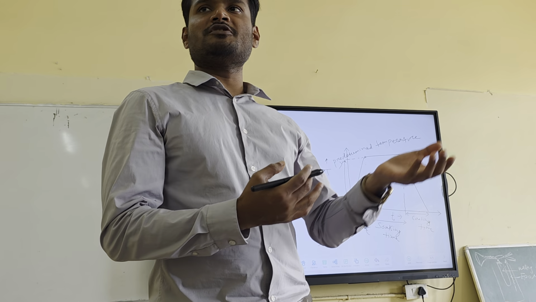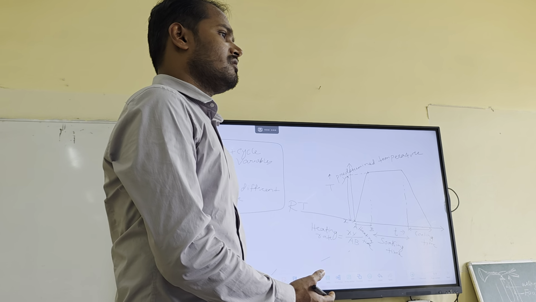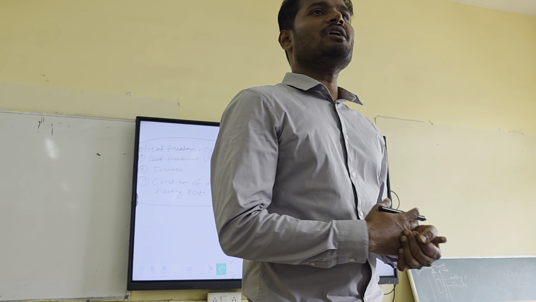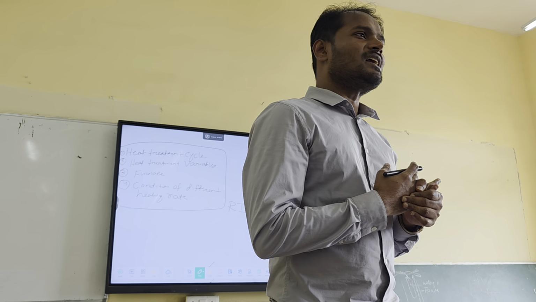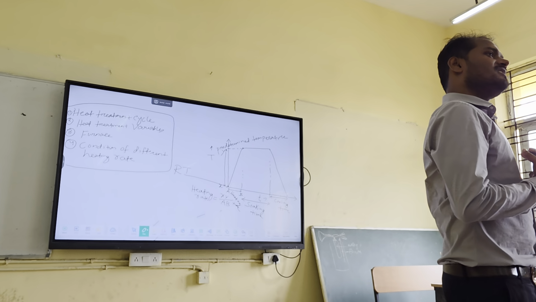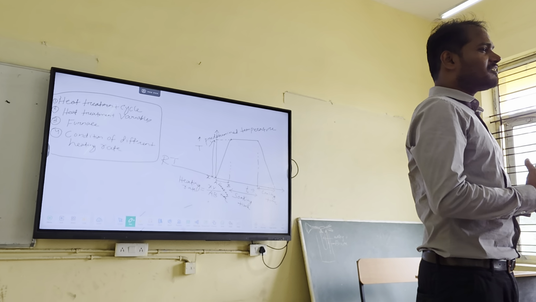From room temperature to 1000 degrees centigrade, how much time is it taking? So it is 2 hours. If you divide them, you will get the heating rate. But do you think that the heating rate will remain the same up to 1000 degrees centigrade? It will not remain the same actually.